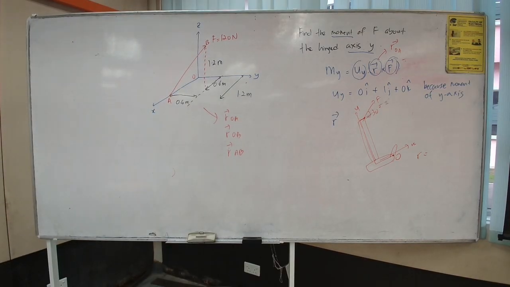We can have three pieces of information for R from there: ROA, ROB, and RAB. But we need to use the correct R. If you want to calculate the moment, the R must always be from the origin to the starting point of the force. That's your R for the moment. So that's why in this case, we use RO.